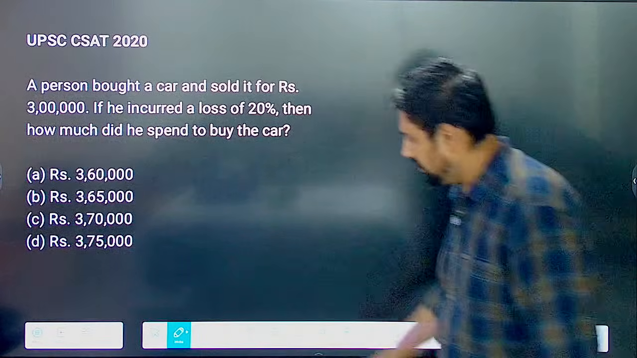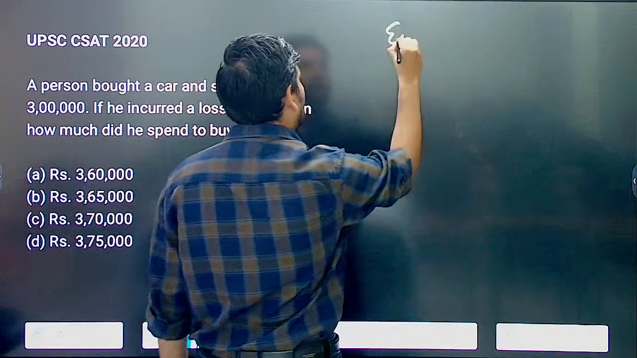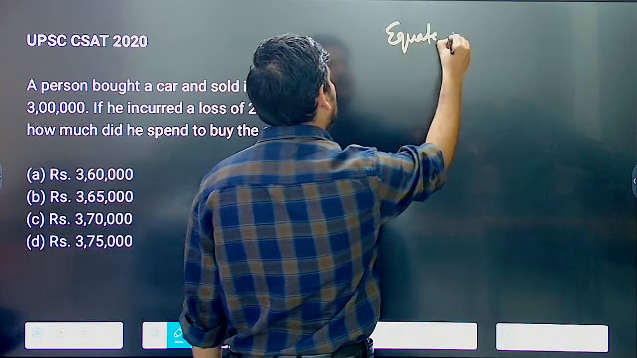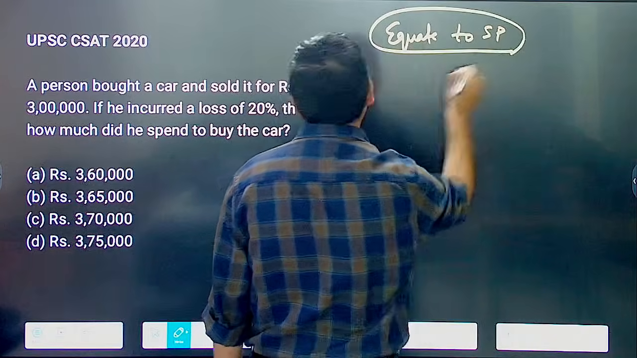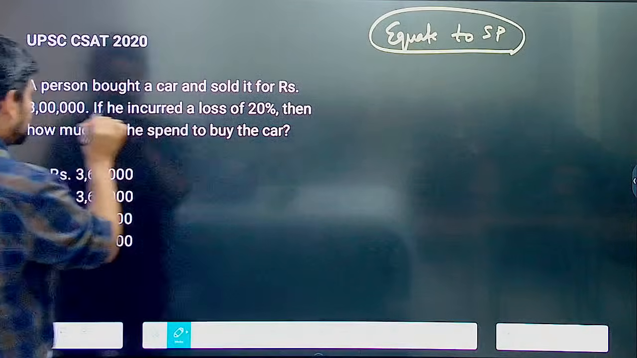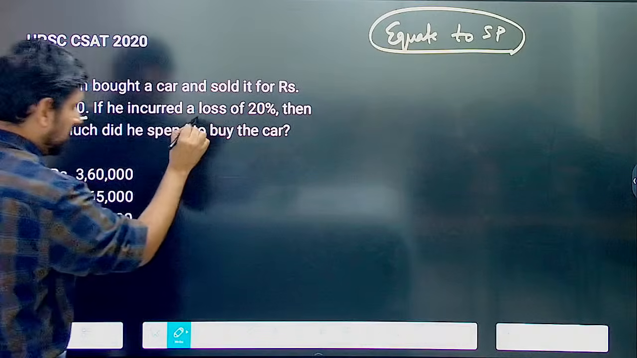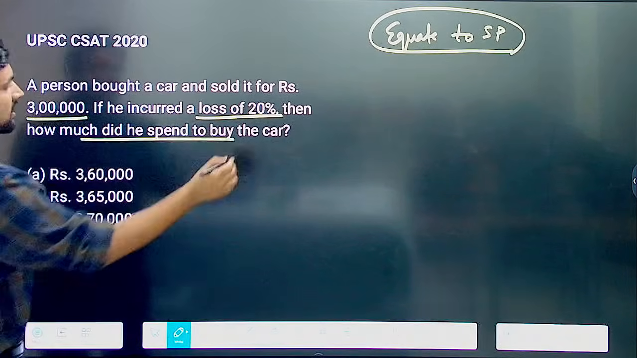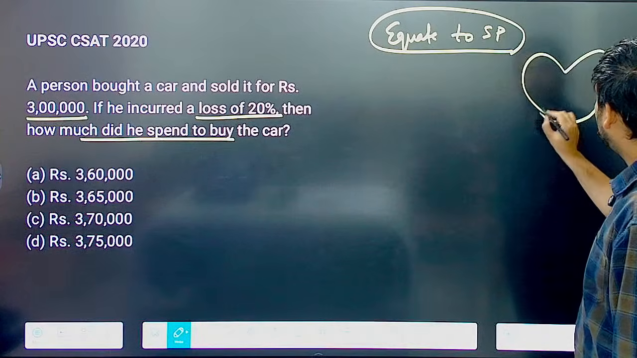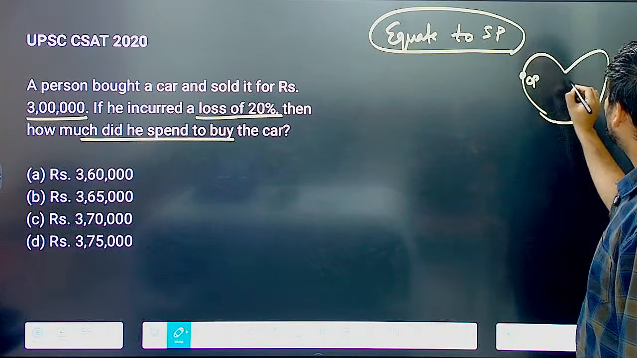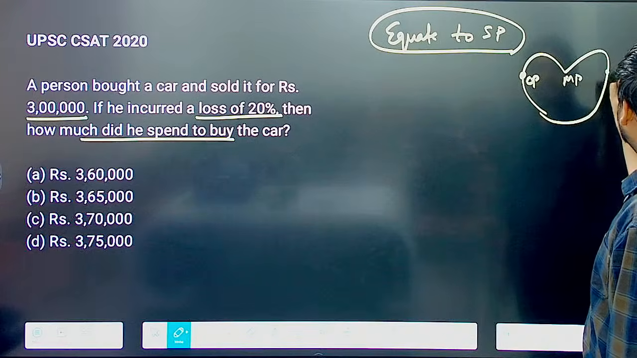Now let's see this question. The core of how we solve is to equate to selling price. If you see this question, this car is bought at 3 lakh, then a loss of 20%. How much did he spend? If you have seen the diagram, it goes like this: this is cost price, this is marked price, this is selling price.